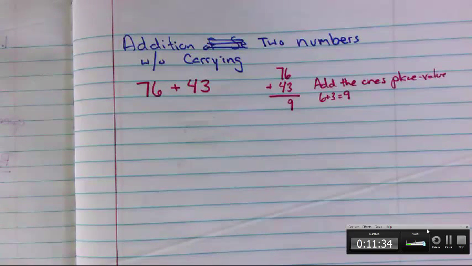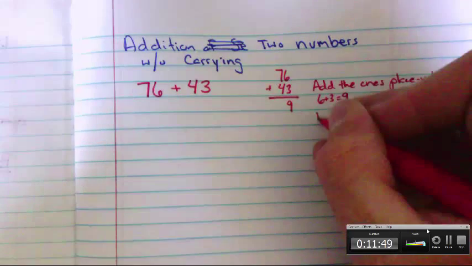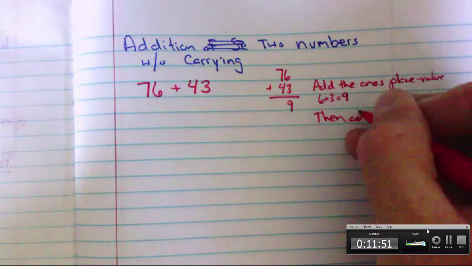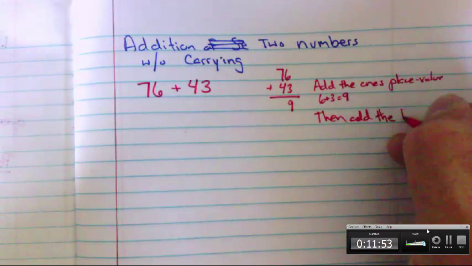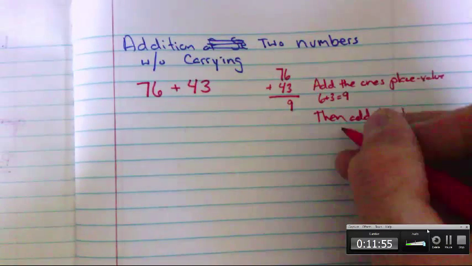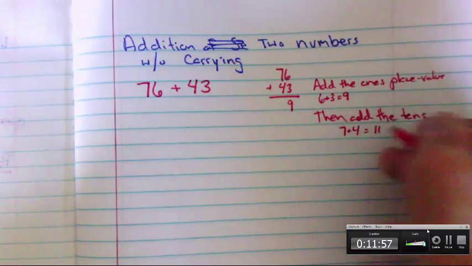Now, I set up here the addition of two numbers without carrying. When we add 6 and 3, we get 9. That's still a 1's place value. If this would have been 14, we'd have a 1's place value and a 10's place value. So this does not require us to carry anything. So then we move on to adding the 10's place value.